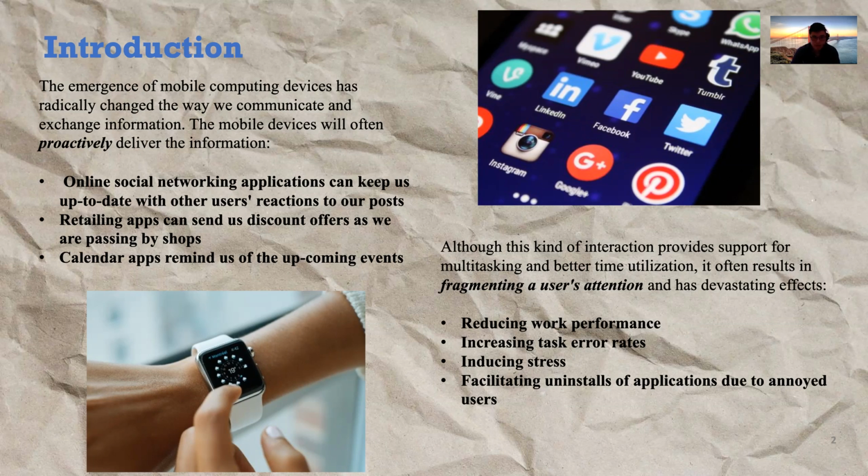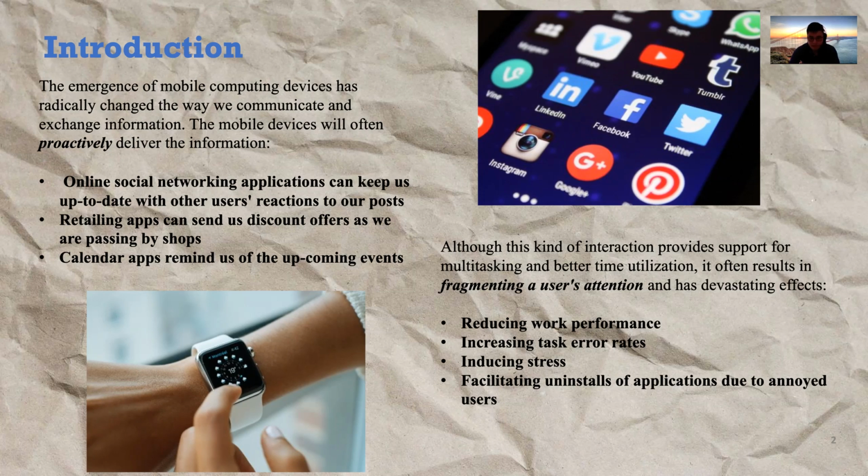For example, online social networking applications can keep us up to date with other users' reactions, such as on Instagram, your friend liking a photo of you, or your favorite YouTuber just publishing a video. And retailing apps can send us discount offers as we approach their store according to our GPS location. And also, apps like Google Calendar can remind us of the upcoming events during the day.